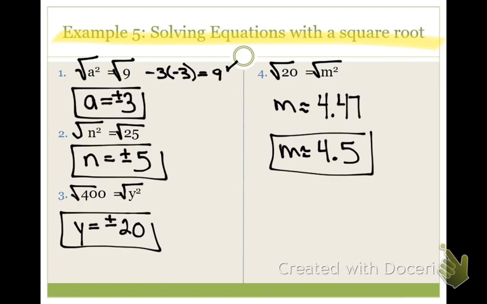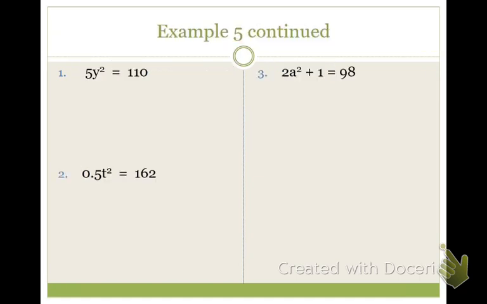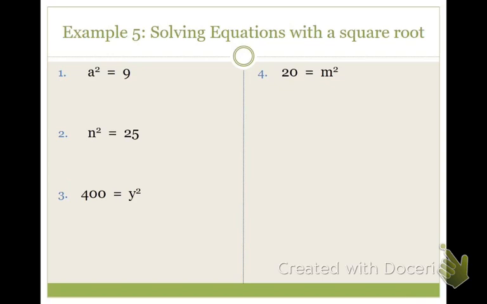Okay, so we have one more slide. Now, on this slide, you're going to have other terms in the equation. Let's see. We've got, is this what I want? Yeah. Okay, so we've got 5y squared equals 110. Yeah, we forgot. Let's switch back real fast.